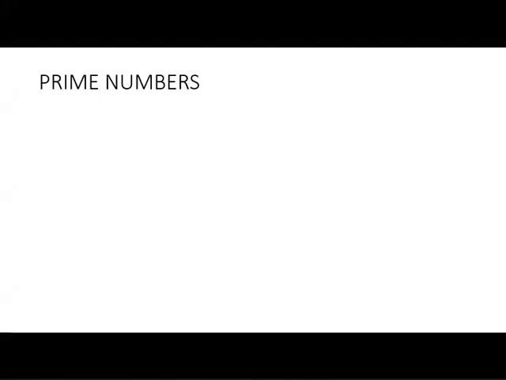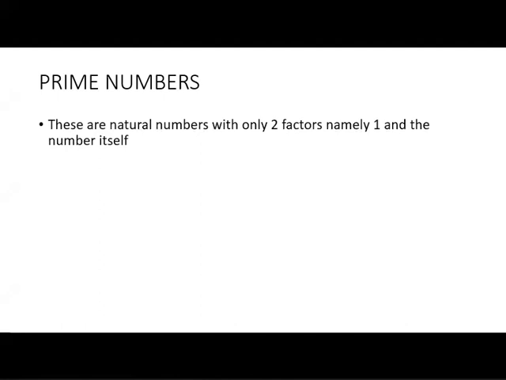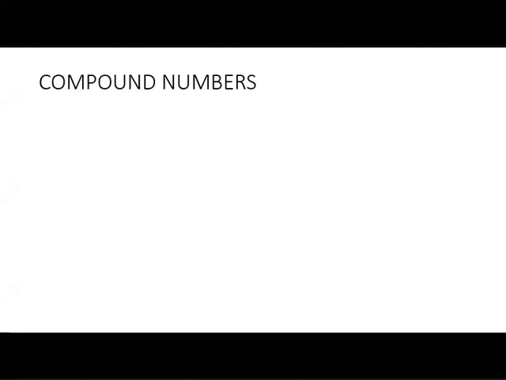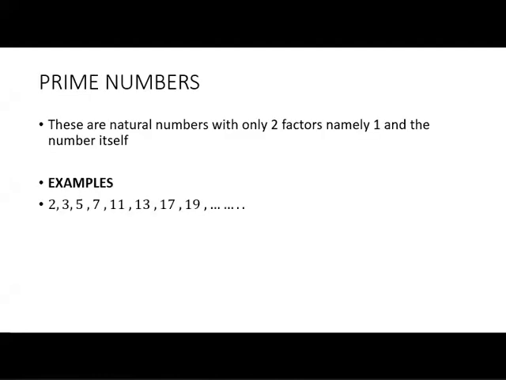The next part will just be dealing with prime numbers. These are just natural numbers with only two factors, which is 1 and the number itself. Examples of prime numbers will be 2, 3, 5, 7, 11, 13, 17, 19, and so on.